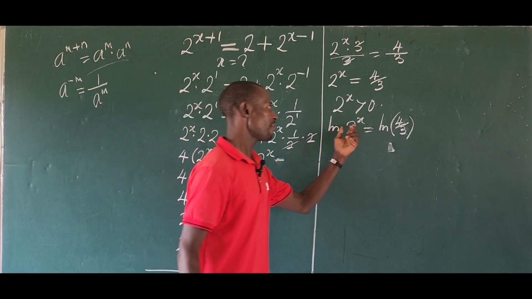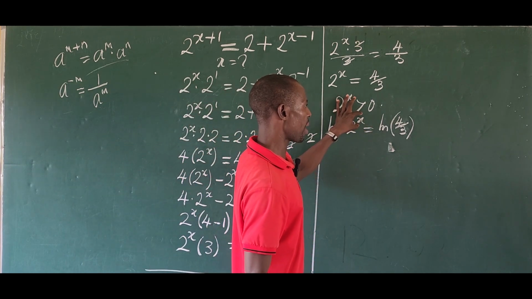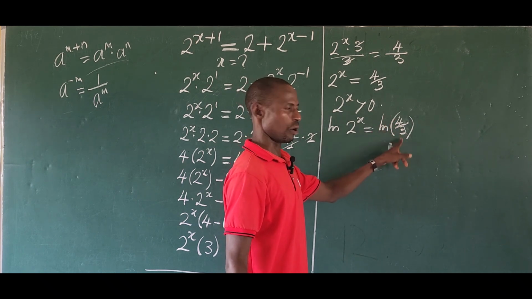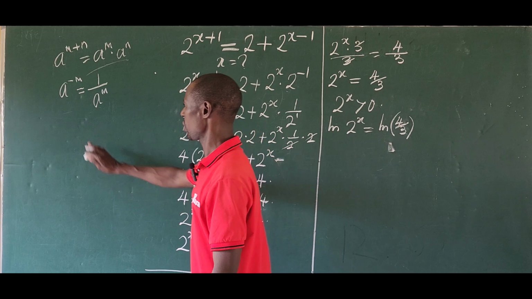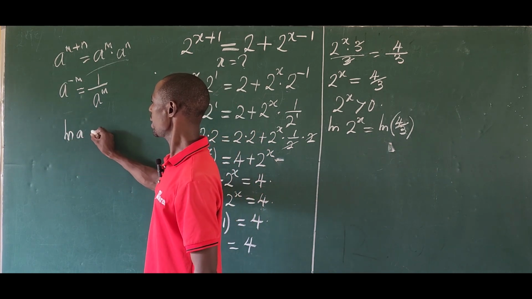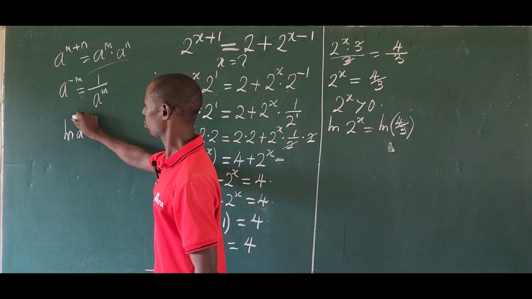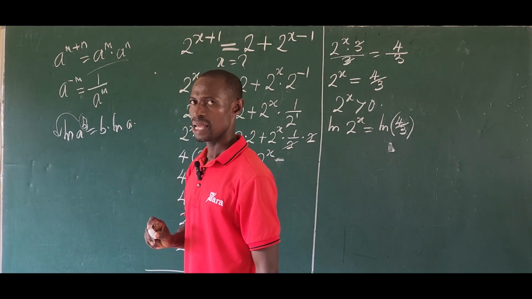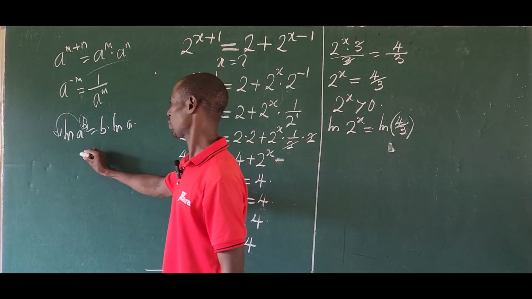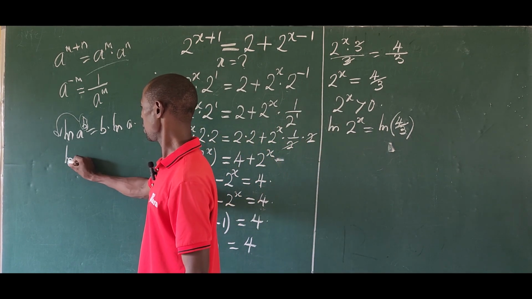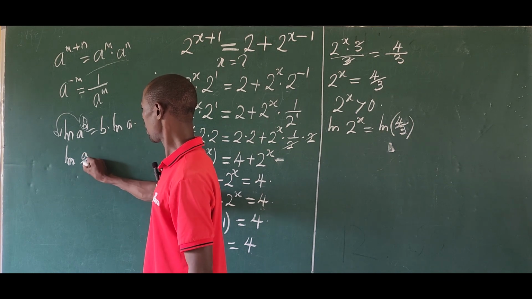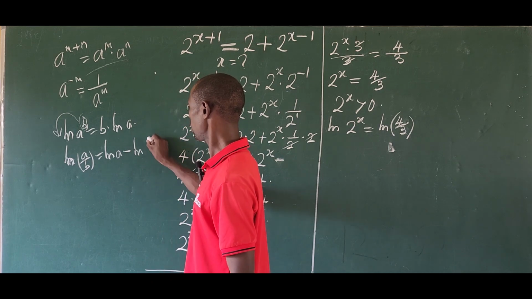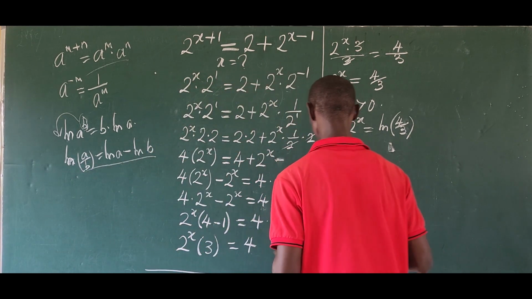Here we have the power, so we're going to apply the power law of logarithm, and we're going to apply the division law of logarithm too. The power law says that when you have the ln of a to the power of b, we move this to this side to give us b times the ln of a. Then the division law for this other side says that when you have the ln of a all over b, this is equal to the ln of a minus the ln of b. So let's apply these two rules here.